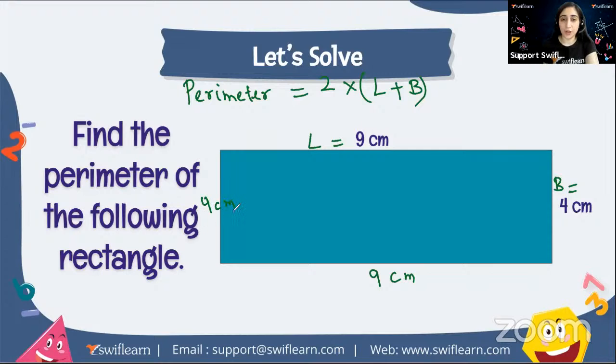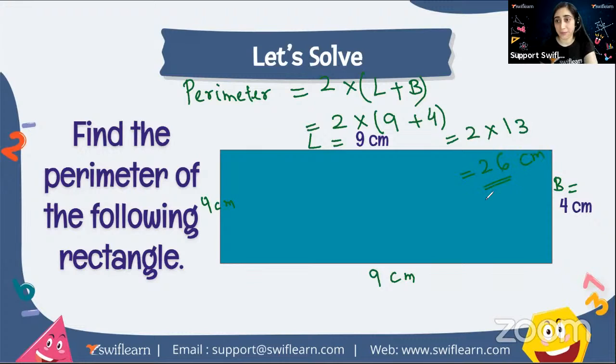Okay, so let me solve it. How will I do it? First, I need to put the values in the formula. So I'll put 2 into length 9 plus breadth 4 centimeter. On solving this, it comes out to be 2 into 13 centimeter. So when I solve this, I get 26 centimeter. So this is the answer. Well done.